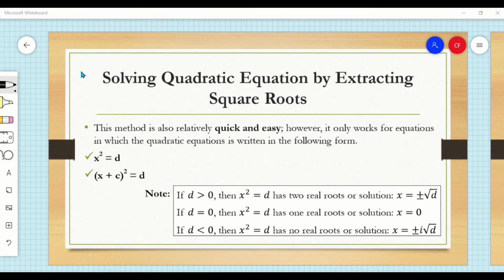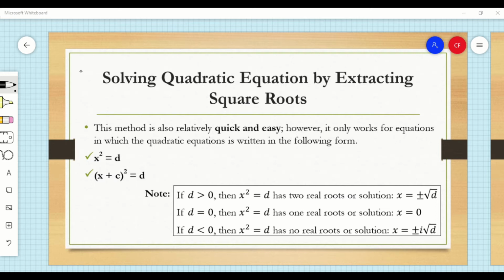So, umpisahan natin solving quadratic equation by extracting square roots, or ito yung square root property. Okay? So, this method is relatively quick and easy. However, it only works for equations in which the quadratic equation is written in the following form. Observe: x squared equals d, and the quantity x plus c squared equals d.